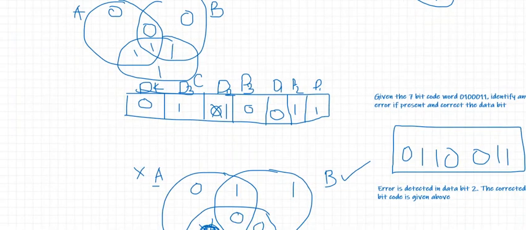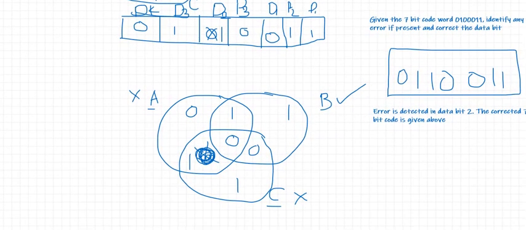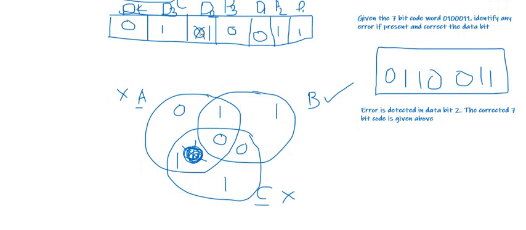Sometimes the question will give you the 7-bit code word. You are going to identify which are the data bits, and which data bit has a mistake or error, and if there is any mistake you are going to correct the data bit. So this is another question. Thank you.